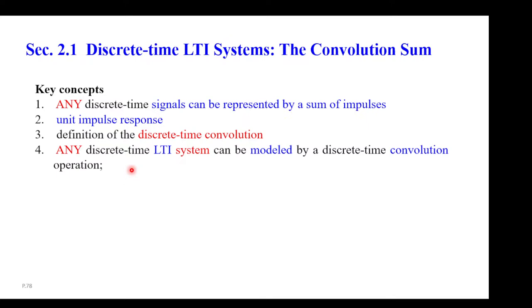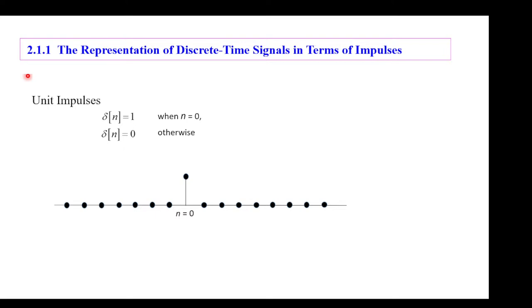Okay, let's first see the first concept. Let's forget about systems and describe signals. I want to write any discrete signal as a linear combination of unit impulses. Here's a reminder of the unit impulse. It is the simplest function possible. It has one impulse at n equal to 0 and is zero everywhere else.